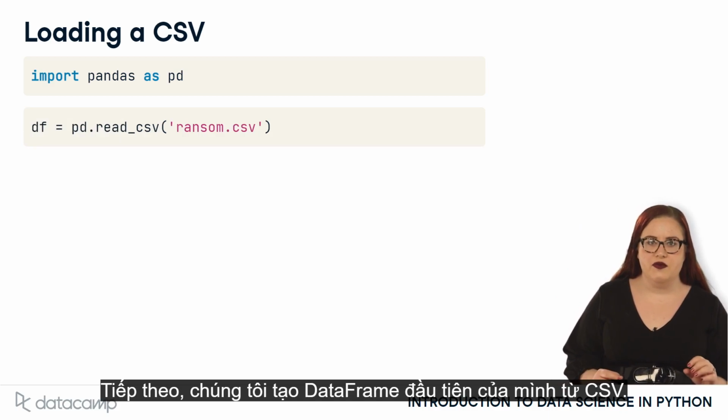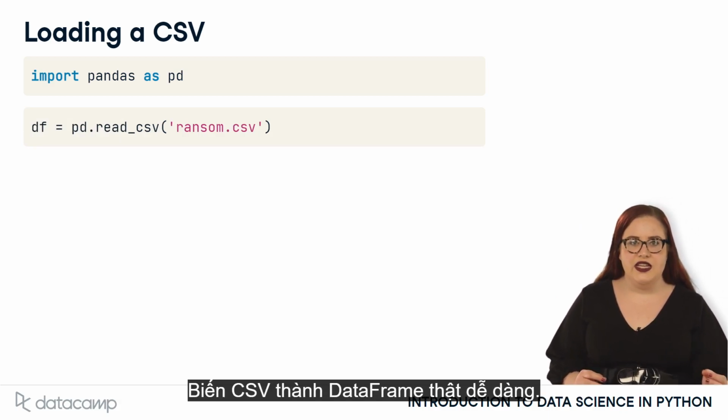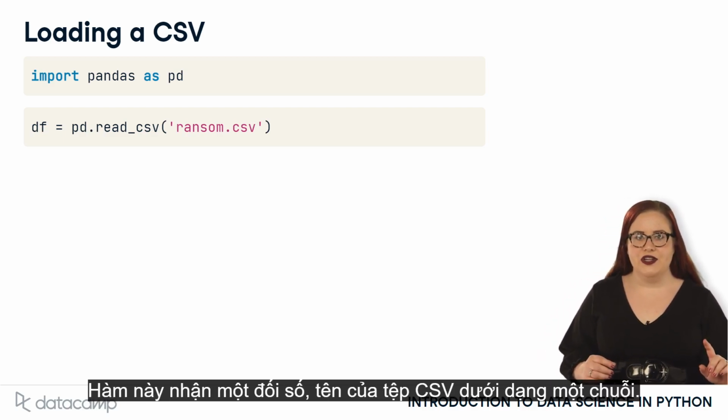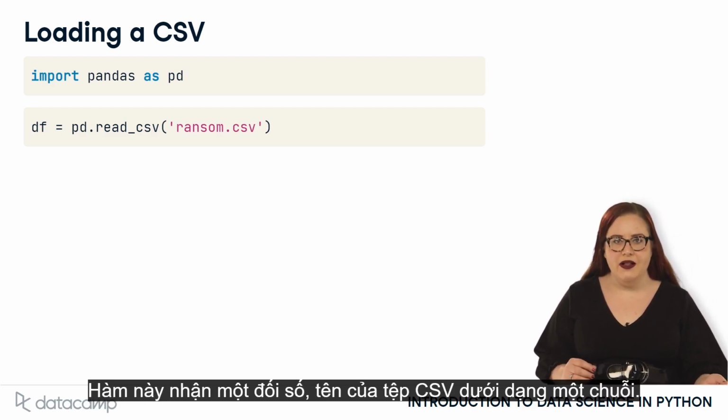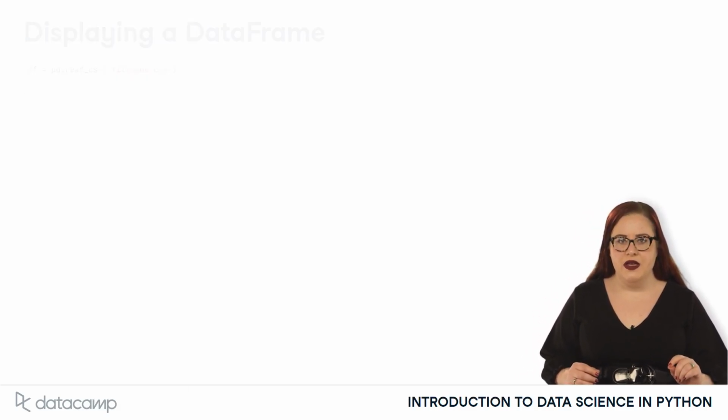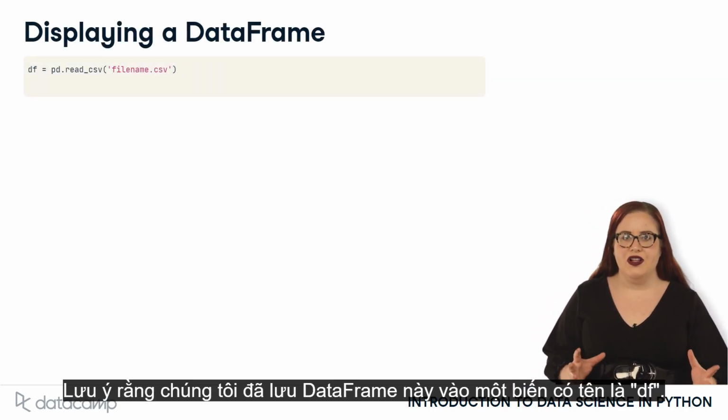Next, we create our first data frame from a CSV. Turning a CSV into a data frame is easy. We use a function, pd.read_csv. This function takes one argument, the name of a CSV file, as a string. In this example, the name of the file is ransom.csv. Notice that we saved this data frame to a variable called df.